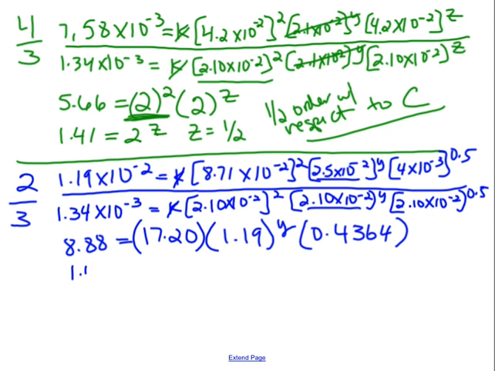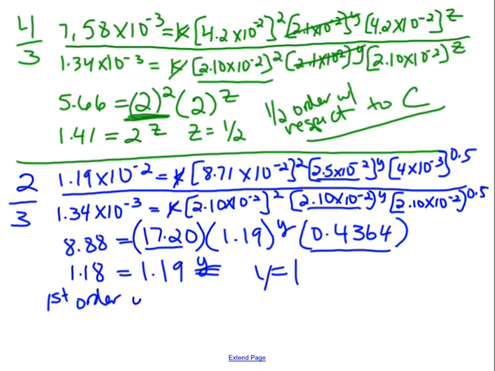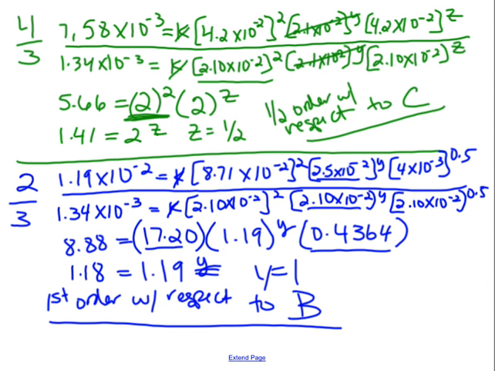And so here I'm dividing that 8.88 by this and by this, and I get 1.19. Oh, look how nice that worked out. So what is that? Y is equal to 1. So this is first order with respect to B, or not to be. Get it? Kidding. All right, next.